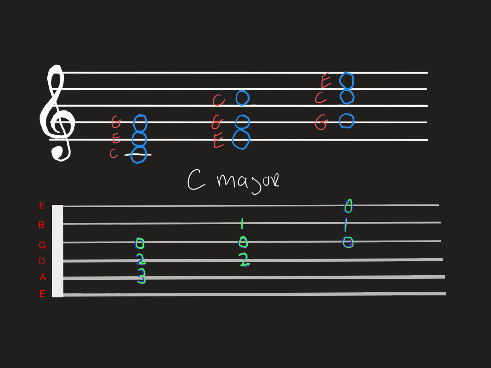the same ingredients. On the guitar, these same three notes are spread across the strings. A triad still contains 1, 3, and 5.